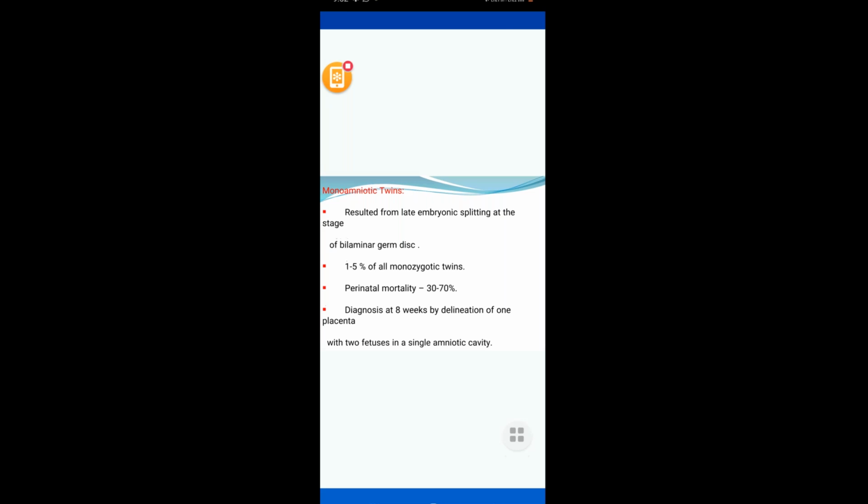Coming to the monoamniotic twins, which result from late embryonic splitting, at the bilaminar germ disk stage. They are 1 to 5% of all monozygotic twins. Perinatal mortality is seen at 30 to 70%. Diagnosis is at 8 weeks by delineation of one placenta.